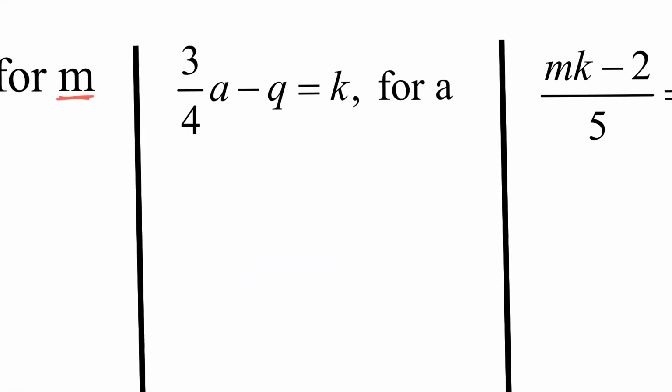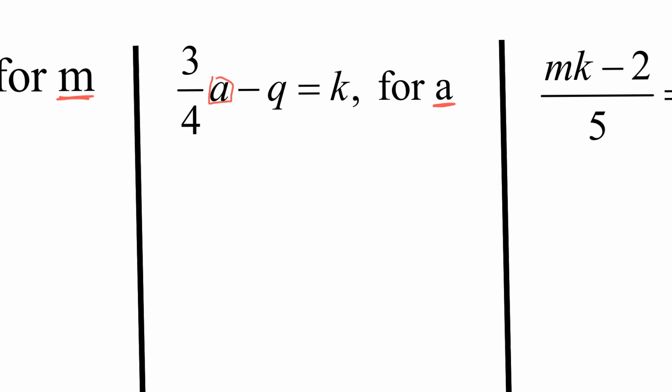Now, if you have fractions, you can do the same thing as solving linear equations. You can get rid of the fractions, and then you start solving for the specific variable. So let's look at what specific variable we want by itself. We want to solve for a. So a is right here. That's what we want by itself. But first, I do have a fraction, 3 over 4, and a minus q equals k.